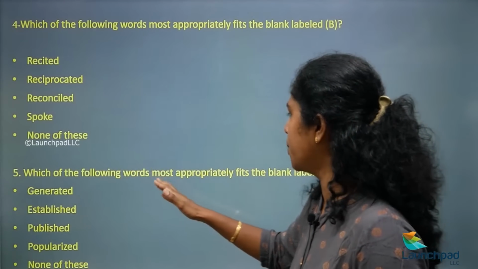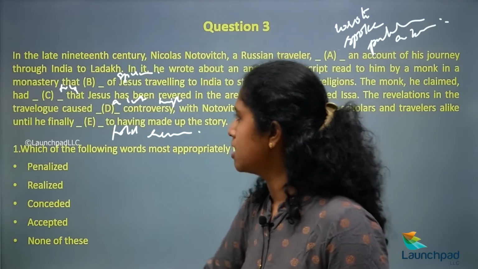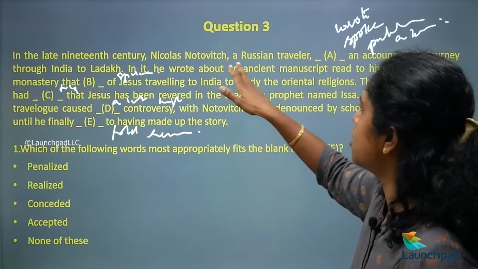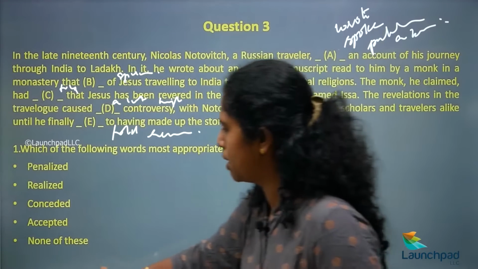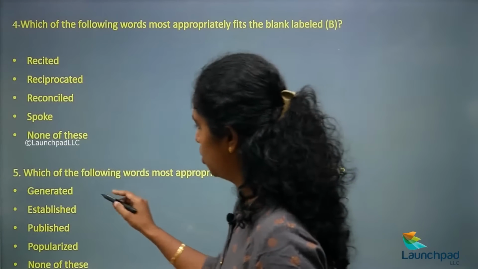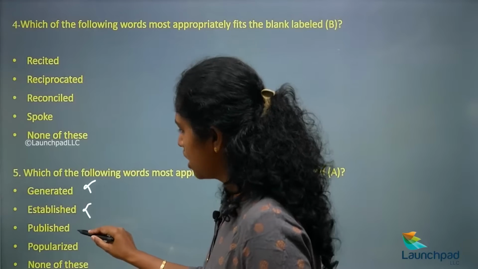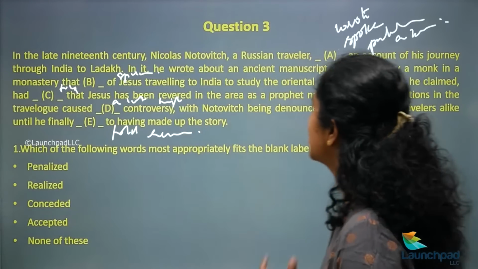Which of the following words most appropriately fits the blank labeled A? So what did we think? Nicholas Notovich, a Russian traveler, wrote or spoke or published. So let's see about our options. We have generated, no. Established, no. So yeah, we have published. So published a book. Now what's the second one?